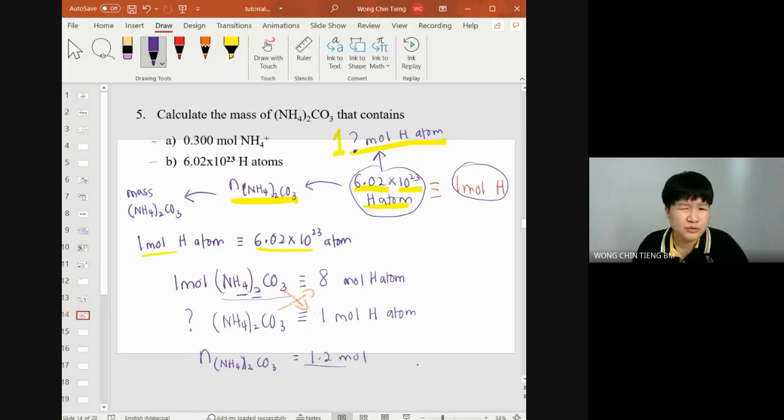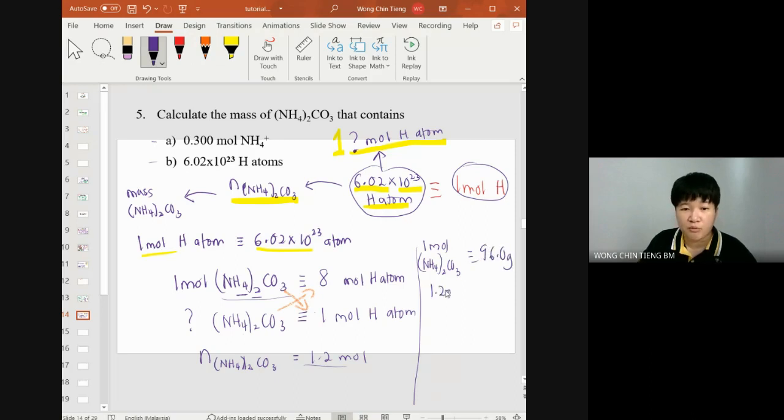Now we already have the number of mole. Do we need to calculate molar mass again? No need. Just use what you calculated earlier. The question asks for mass, so compare with molar mass. As usual, 1 mole of ammonium carbonate that we calculated just now equals 96 gram. And right now you have 1.2 mole of ammonium carbonate. It equals how many gram?